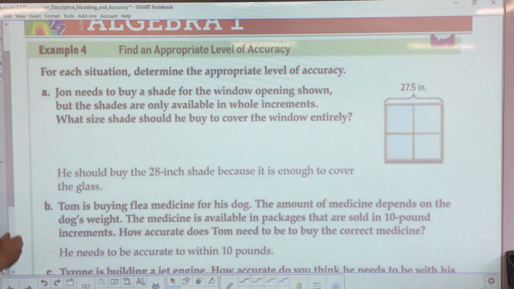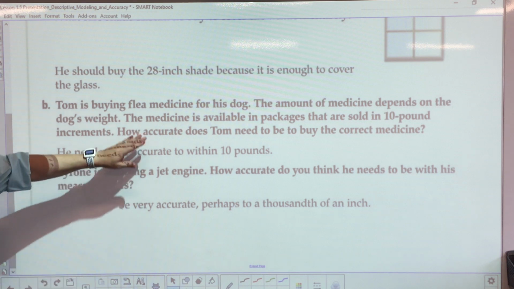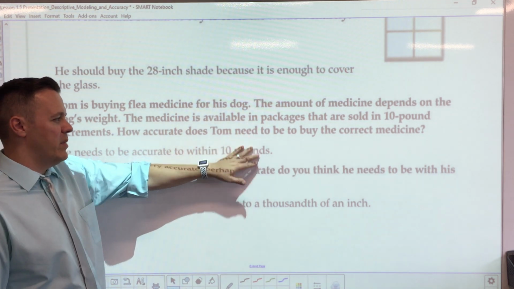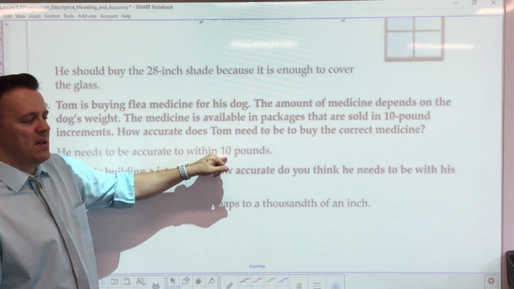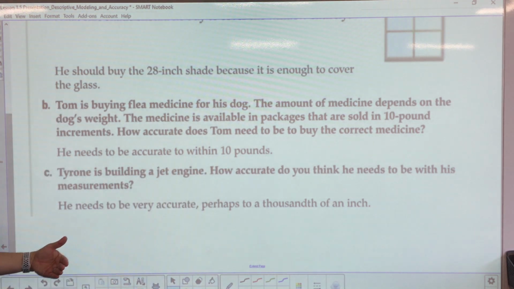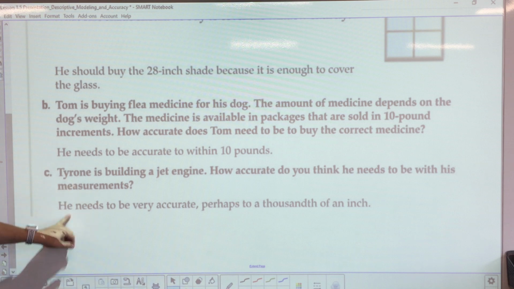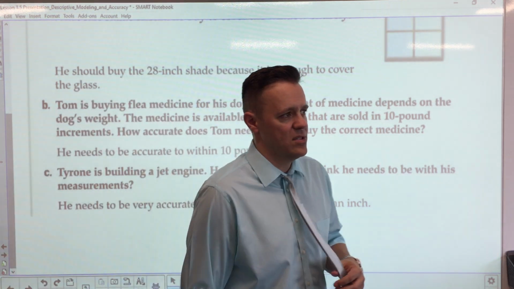Tom is buying flea medicine for his dog. The amount of medicine depends on the dog's weight. It's sold in 10-pound increments. How accurate does Tom need to be to buy the correct medicine? He needs to be accurate within 10 pounds. Pretty common sense. Tyron is building a jet engine. How accurate do you think he needs to be with measurements? He needs to be very accurate because it's to 1/1000th of an inch.